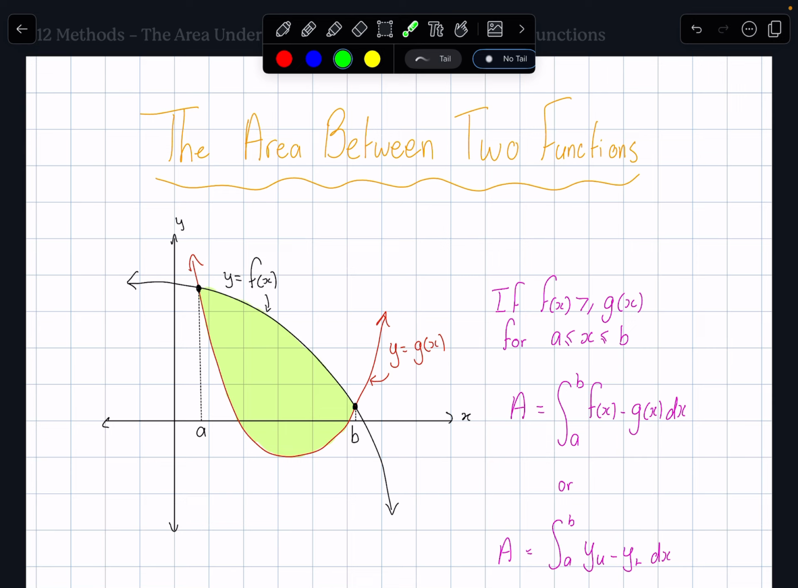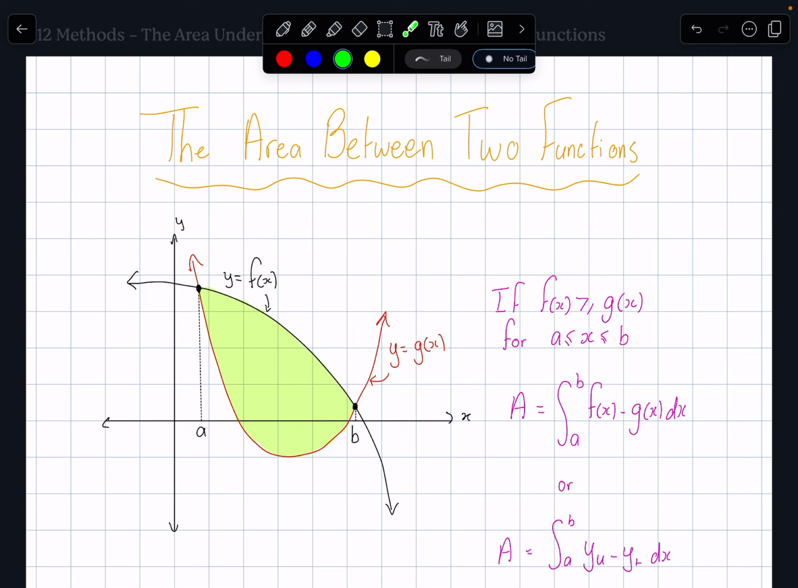Now we've looked at integration and we know that the area under the function and the x-axis is the integral, but sometimes we don't want just that. We want this total area here between two functions, f of x and g of x.